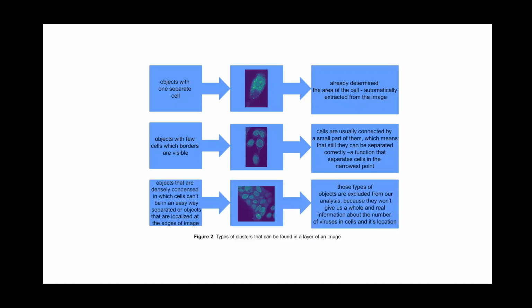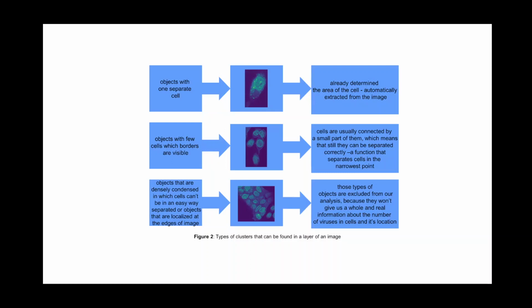And the last type are objects that are densely condensed. That means that there are a lot of cells inside these objects and they cannot easily be separated. Also in this class, we've got objects that are localized at the edges of images. They were just excluded from our analysis because they don't provide us the full information about viruses in cells and also their location. And after the extraction of the cells from an image, we needed to remove the remaining parts of other cells, which usually are close in the image, and the remaining parts of those cells that were localized at the edges of images.